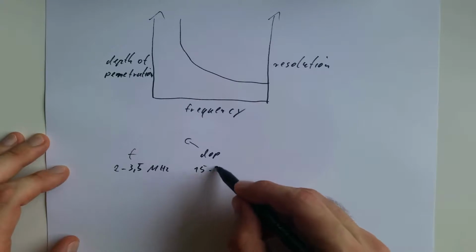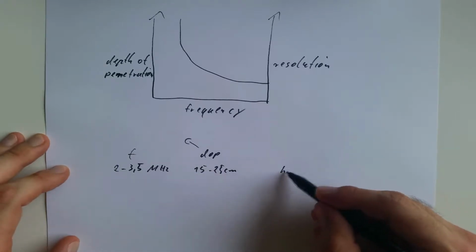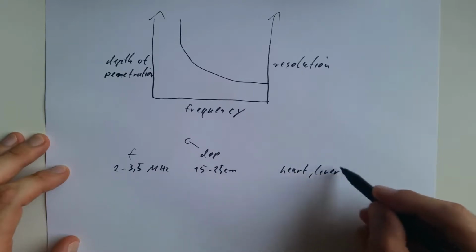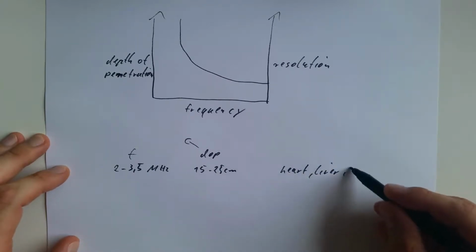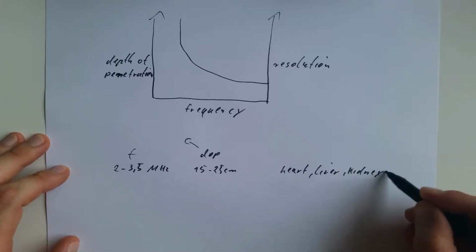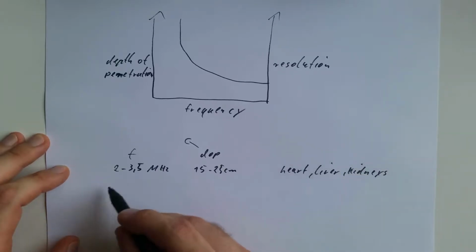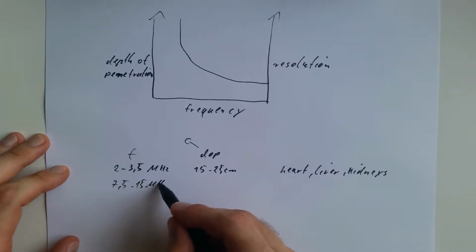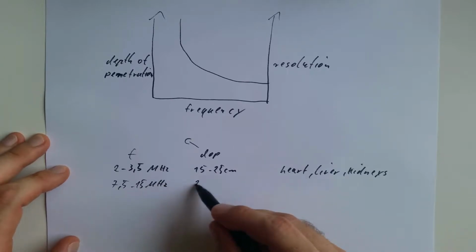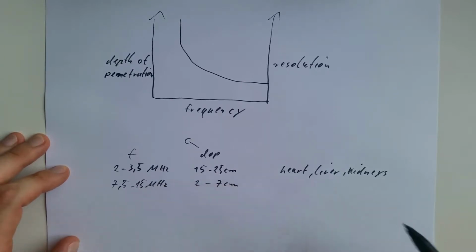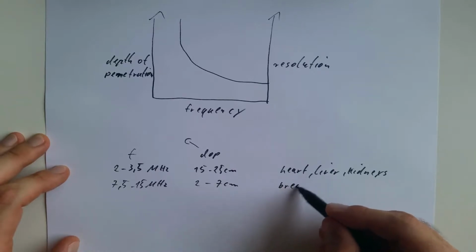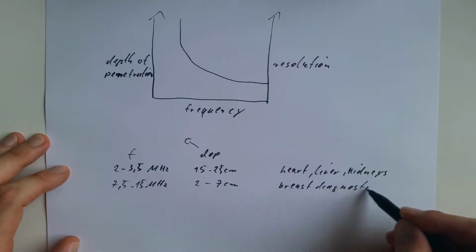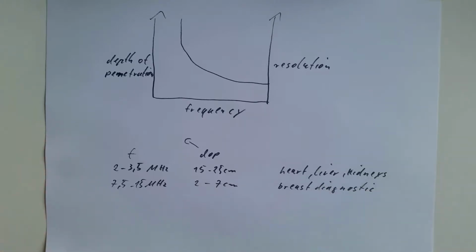For example, in order to image organs like heart, liver, and kidneys, the frequency range is from 2 until 3.5 MHz, with a depth of penetration between 15 and 25 centimeters. Another example is the frequency between 7.5 until 15 MHz, with a depth of penetration between 2 until 7 centimeters, where we usually examine organs such as breast.